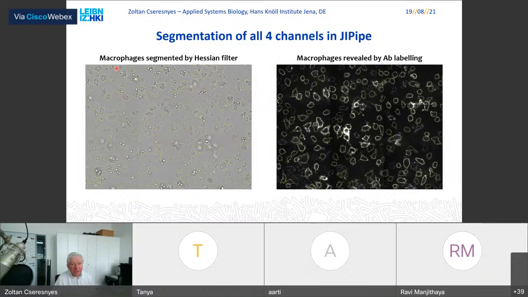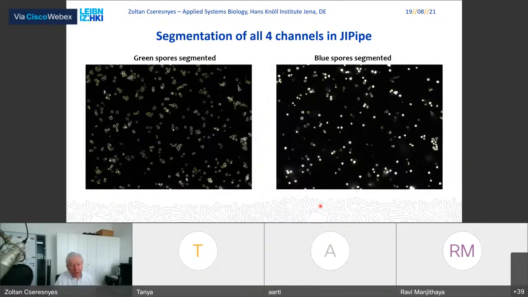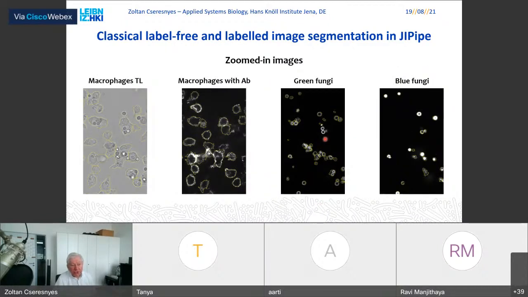This is the outcome of the Hessian based, that is transmitted light based segmentation of the macrophages. On the right side, you see the antibody labeled outcome of the macrophage segmentation. This is for comparison purposes. If you look closely, you will actually see that the Hessian based actually does a better job than the antibody labeled one. So not labeling can even be advantageous. And these are the outcomes of the blue and green spore segmentations. And as a summary, just to zoom in to show you the actual outcome.